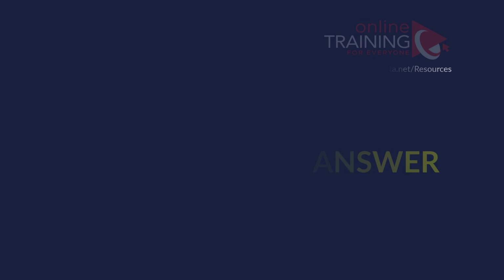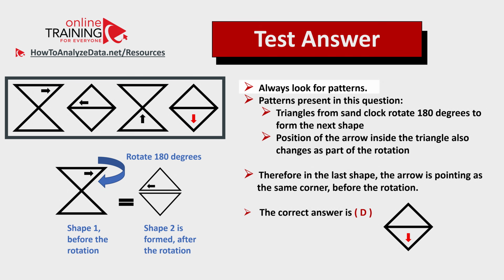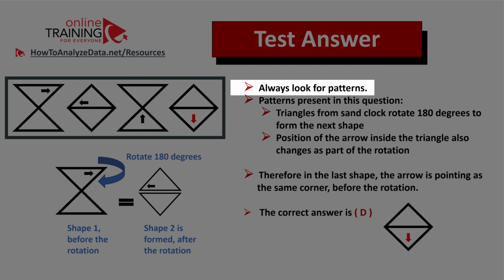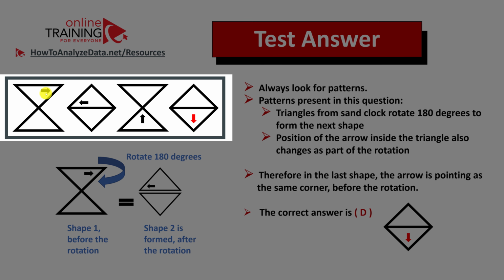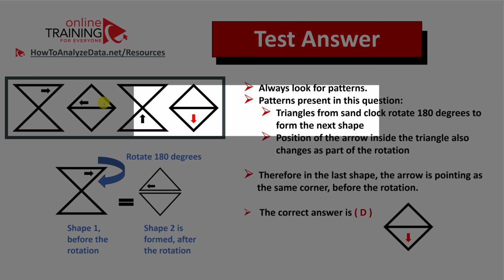Did you figure out the solution? Let's continue to see how we can solve this challenge and get to the correct solution together. As I mentioned, always look for patterns. And the pattern here is triangles rotation. If we rotate triangles from the sand clock and we rotate them 180 degrees, we'll get to the square.